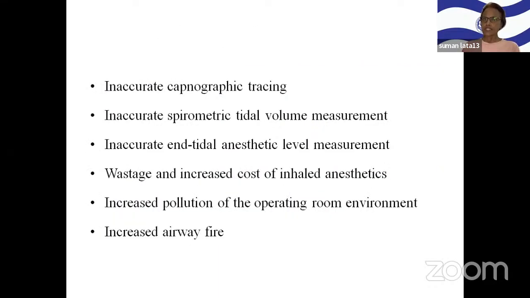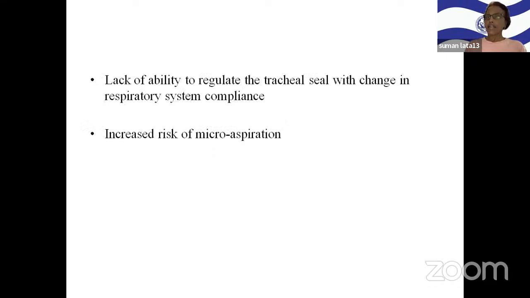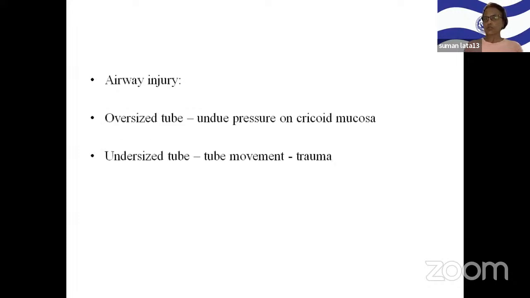Inaccurate capnography tracing happens in an uncuffed tube. Inaccurate spirometric tidal volume measurement can happen. Inaccurate anesthetic level measurement and waste increase the cost of the inhalational agent, increase pollution of the operating room environment, and increase the risk of airway fire. The lack of ability to regulate the tracheal seal with change in respiratory system compliance increases the risk of microaspiration too. So airway injury, an oversized tube, undue pressure on the cricoid mucosa, an undersized tube, tube movements, all these are concerns.